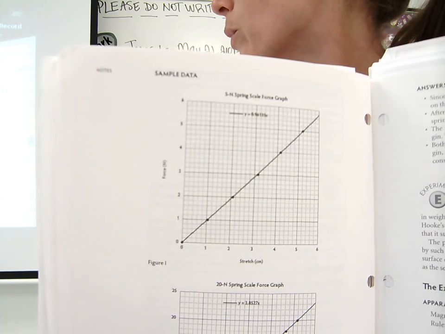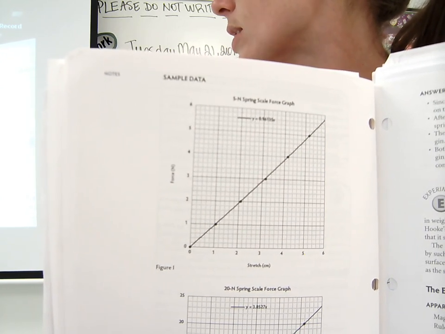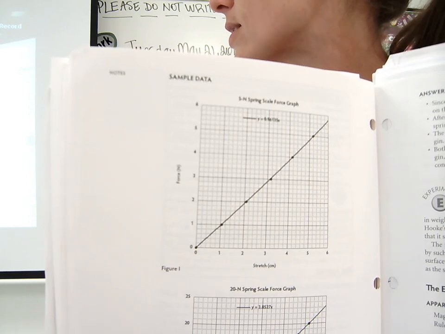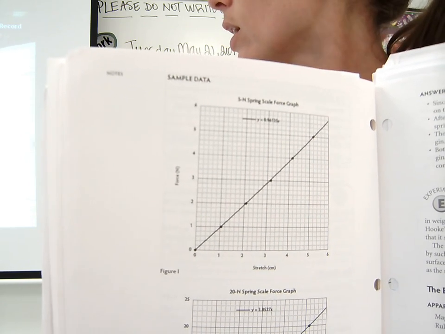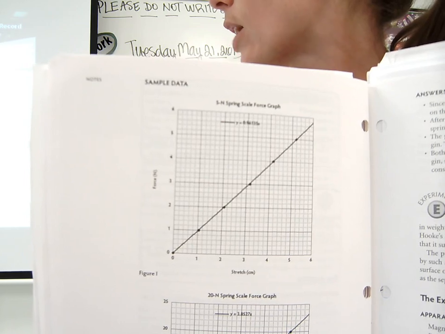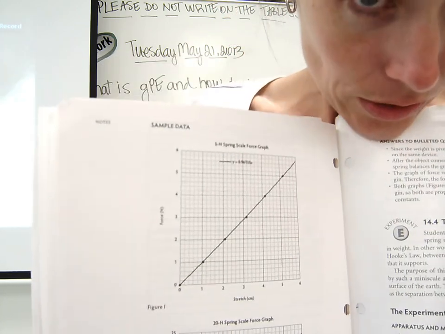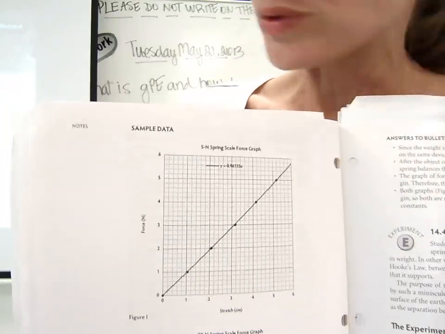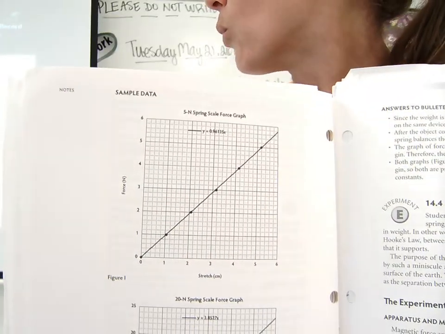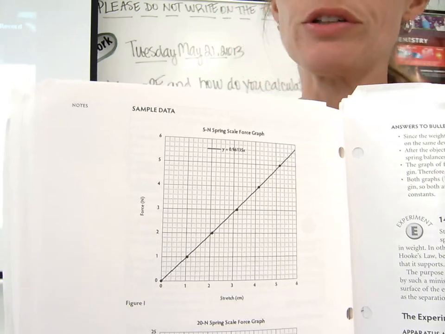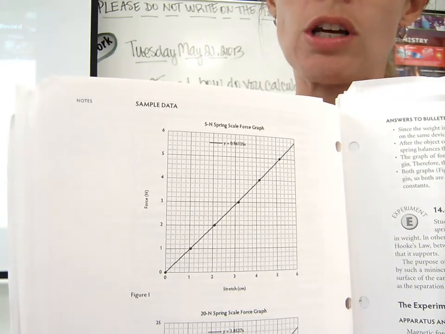Across the bottom, we have stretch in centimeters, so 1 to 6 centimeters of stretch. Up the left-hand side, which is hard to see, on the y-axis, is the force in newtons, and it goes up to 6, even though the 5 Newton scale can only accommodate 5 newtons of force, but it still goes up to 6.